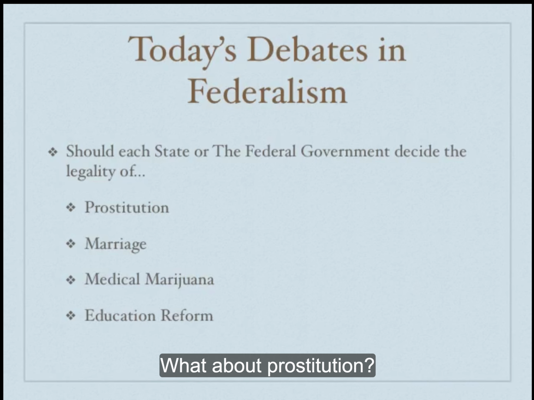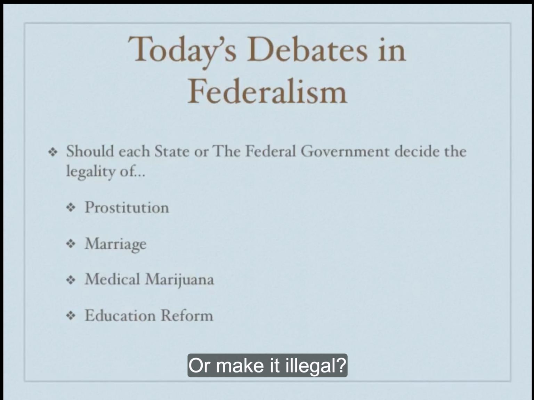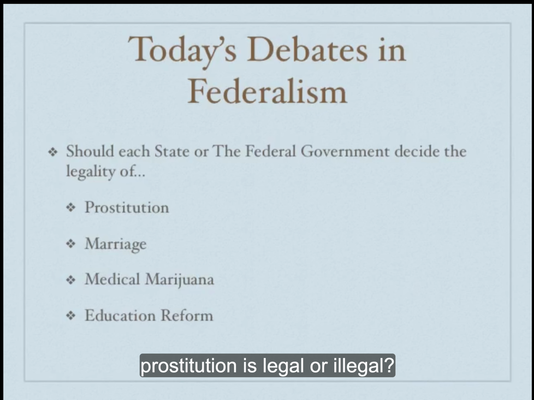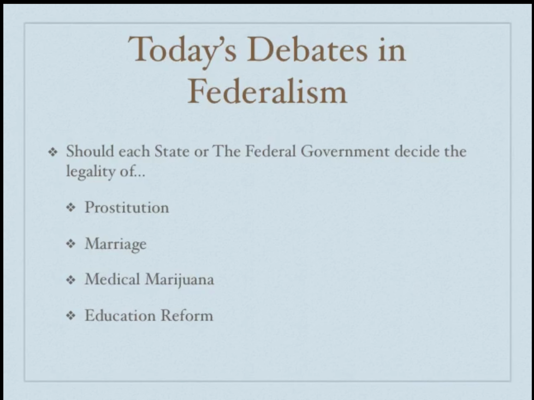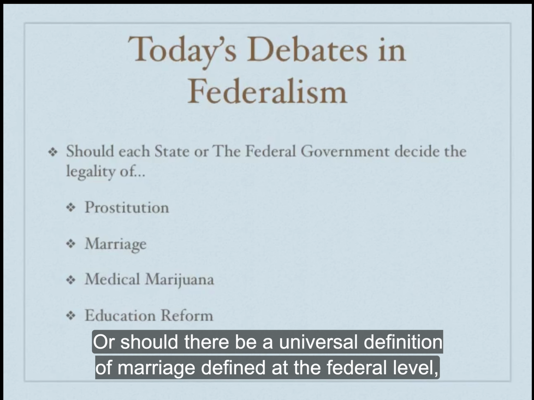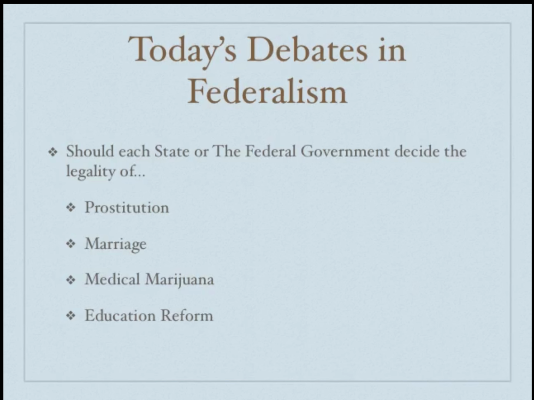What about prostitution? Should some states have the power and authority to legalize it or make it illegal? Or should there be a federal policy that says whether or not once and for all prostitution is legal or illegal? Should some states define marriage differently than others? Or should there be a universal definition of marriage defined at the federal level, creating a supreme understanding of marriage whereby all states would be bound to that? What would that definition be?